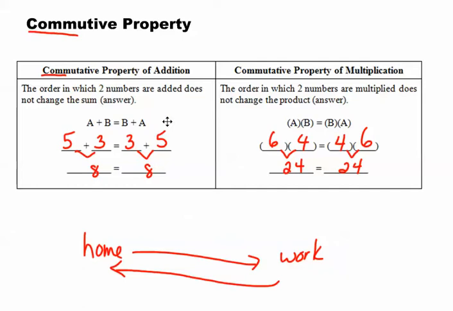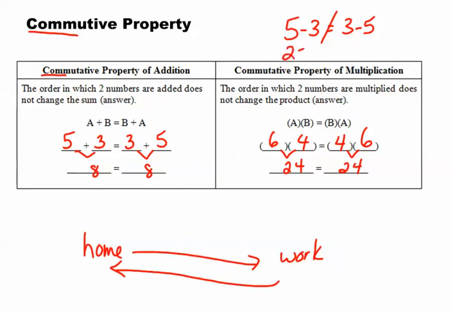Now my question to you is, can I use the commutative property for subtraction and division? What do you think there? So if I had 5 minus 3, is that the same as 3 minus 5? No, that is not the same. Commutative property does not work with subtraction. You cannot change the order of a subtraction problem.